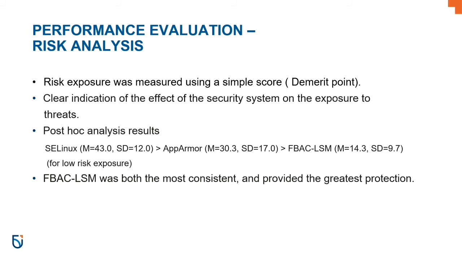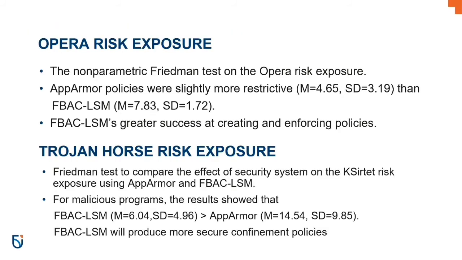A post hoc analysis was conducted using the signed ranks test. Results indicate that SELinux has more risk than the other two. FBAC-LSM was both consistent and provided the greatest protection. Opera risk exposure. They conducted a non-parametric Friedman test on the Opera risk exposure, analyzing the data from participants who created and enforced a policy for Opera using all three systems.